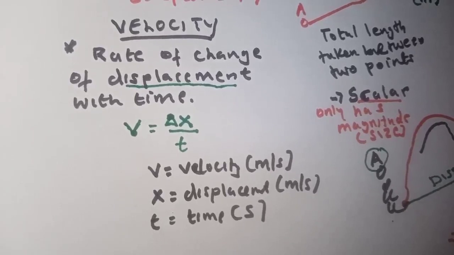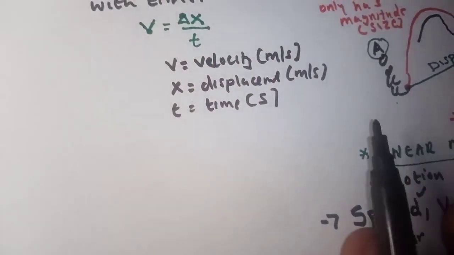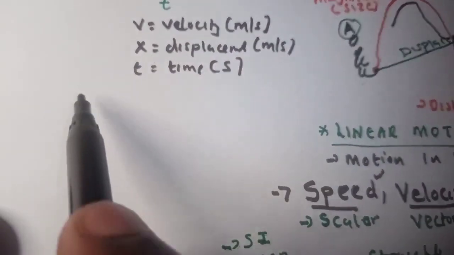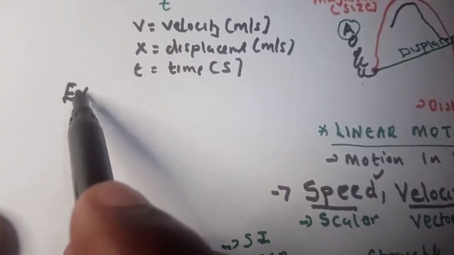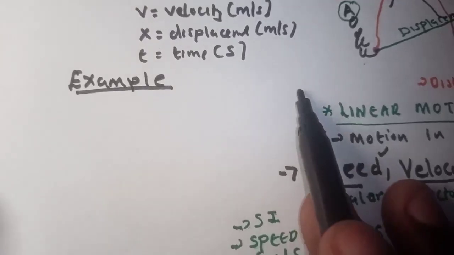So we looked at velocity and we've also looked at speed, and we've looked at the difference between the two. So let's look at an example. Example A.